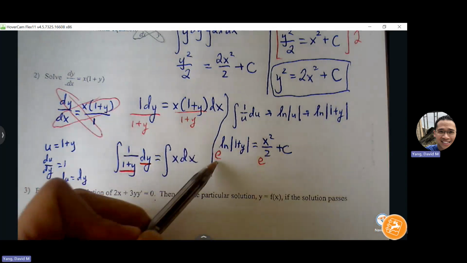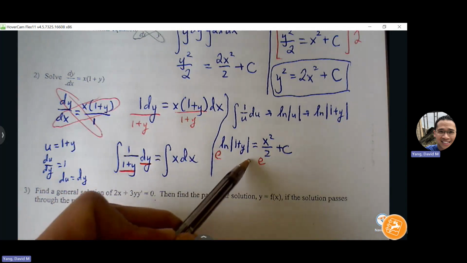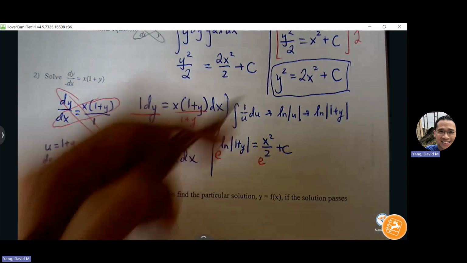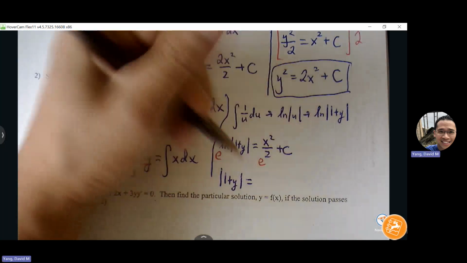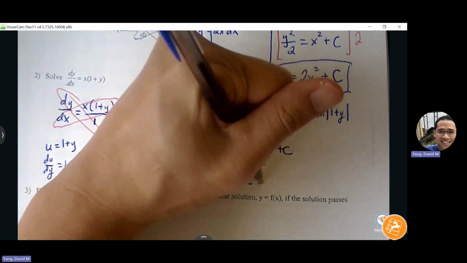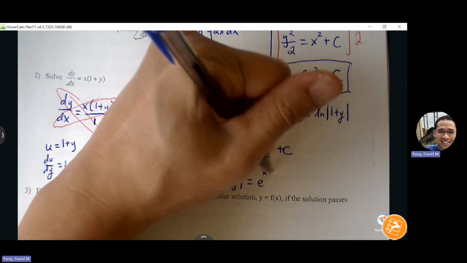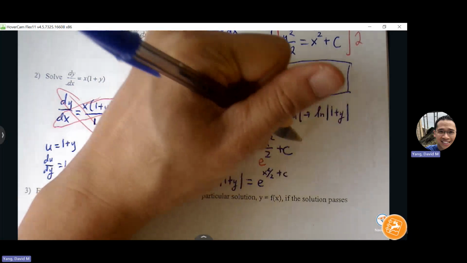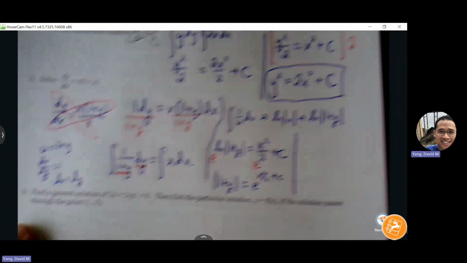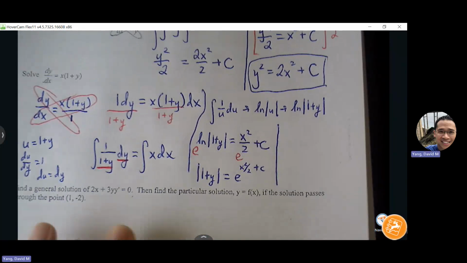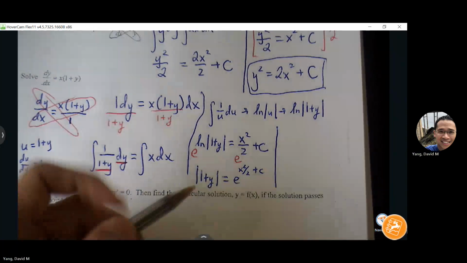Whatever I do to one side, I do to the other side as well. e and natural log cancel out. I'm left with absolute value of 1 plus y is equal to e to the x squared over 2 plus c. Sorry, I should have provided more room here. I'm going to bleed into number 3 a bit.